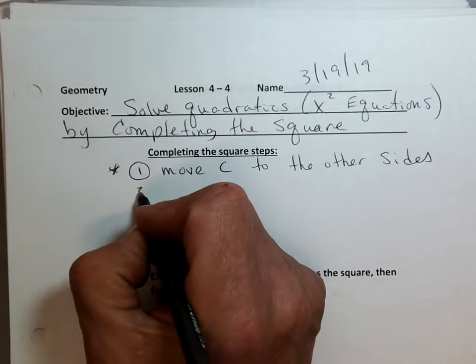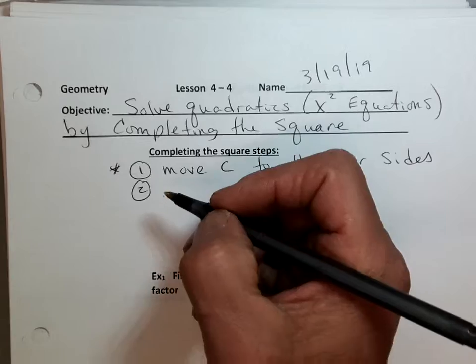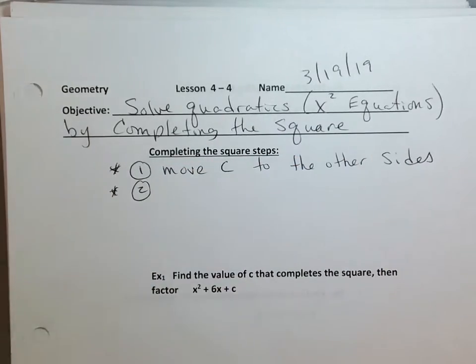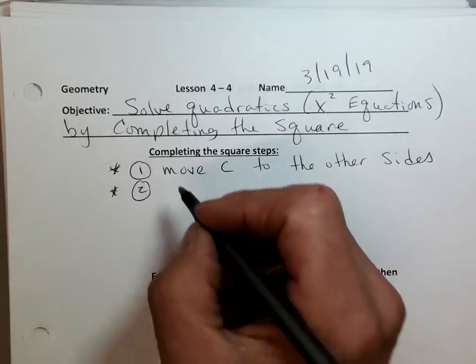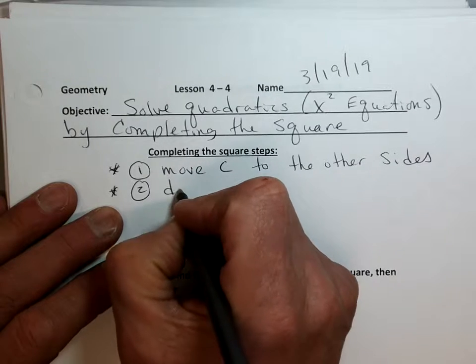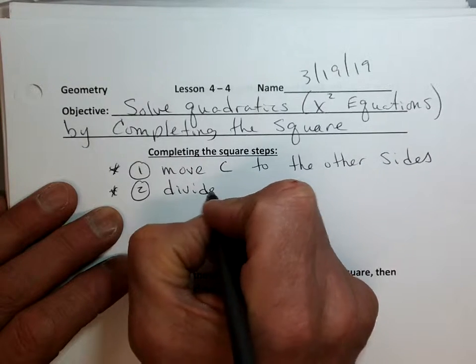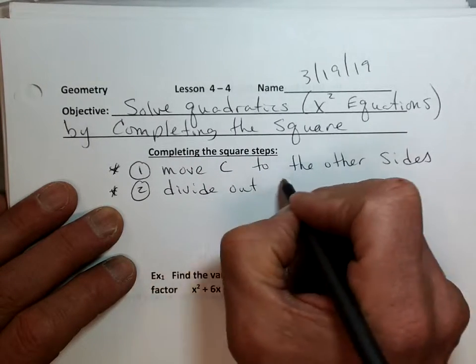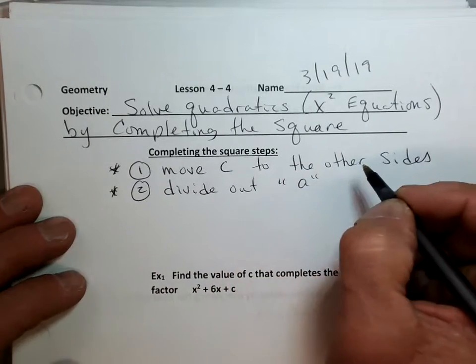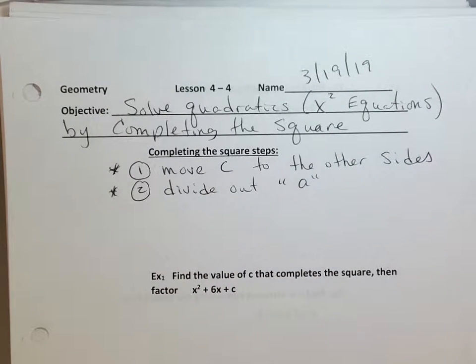Step two, write this down. Put a little star because sometimes we don't do step two either, okay? But we're going to see why. Divide out A. And again, sometimes we don't do that term either, if there's an A.